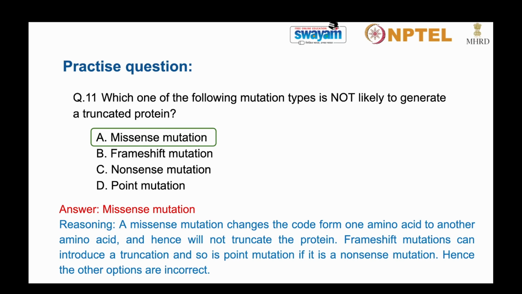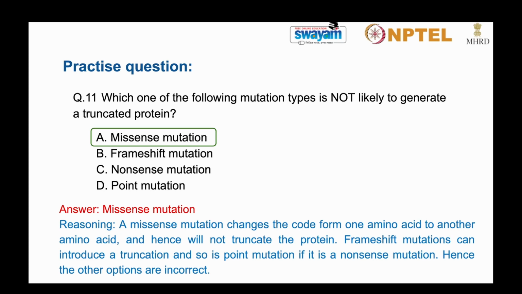Even a frame shift mutation can generate normal protein. Even point mutation cannot generate a truncated protein. Silent point mutation won't generate a truncated protein, correct? But the other point mutations will generate a near normal protein. When they have given a broader term, that is point mutation, we have to keep all other types in mind. We are not sure which kind of point mutation they are talking about. So we have to choose only that option where we are 100% sure.